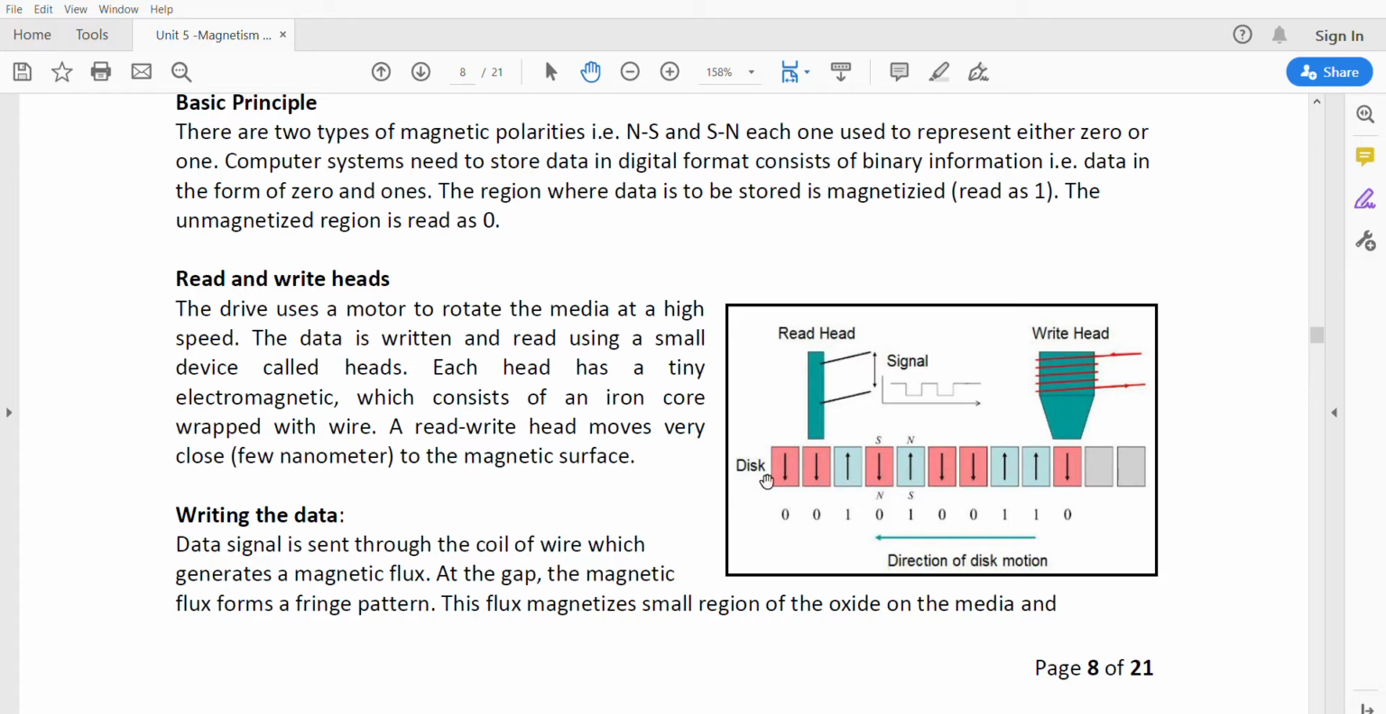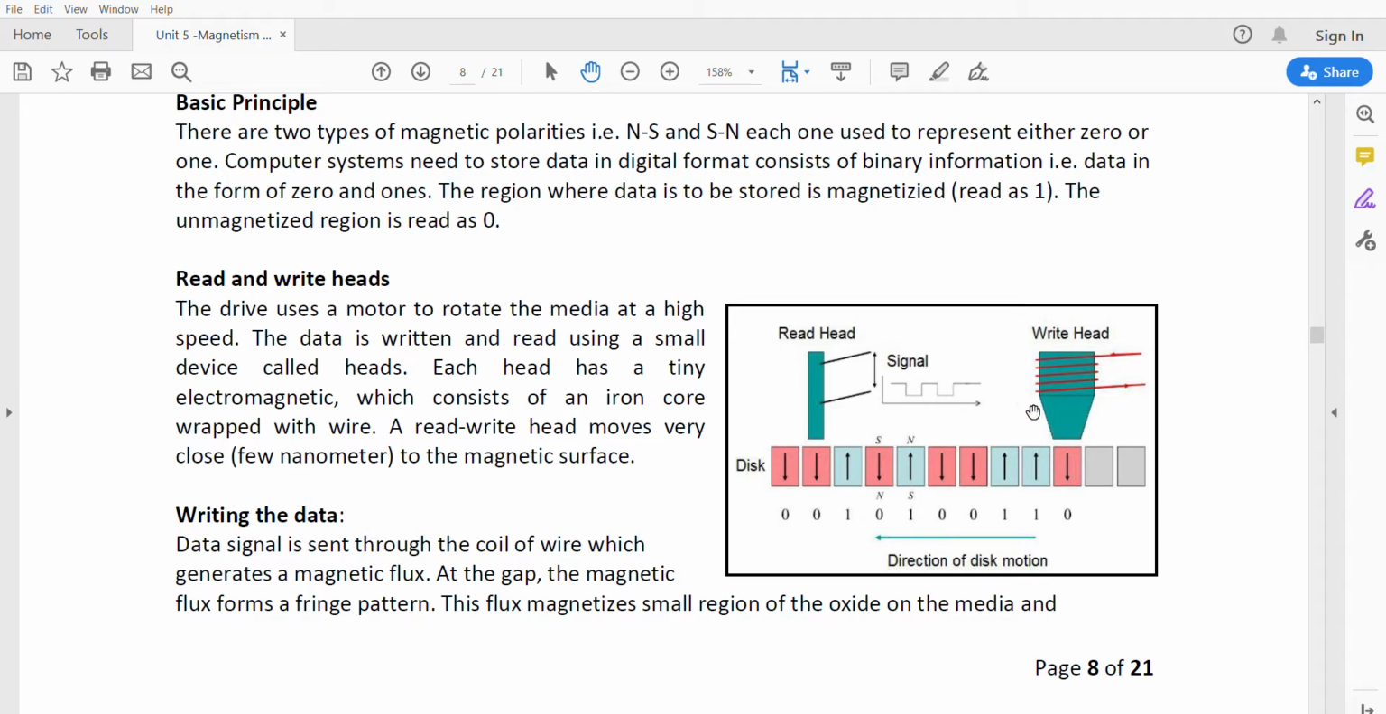Here the write head moves on the magnetic surface and it will create the zeros and ones, means it will create the south north polarity and north south polarity. As in the diagram, north south polarity is considered as the 1, south north polarity is considered as the 0.